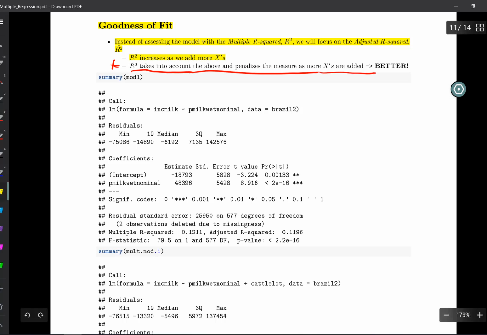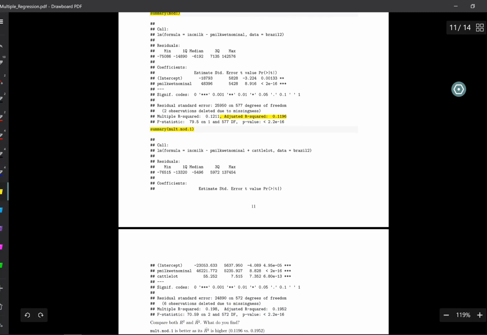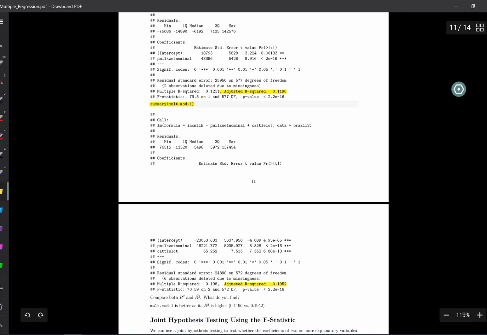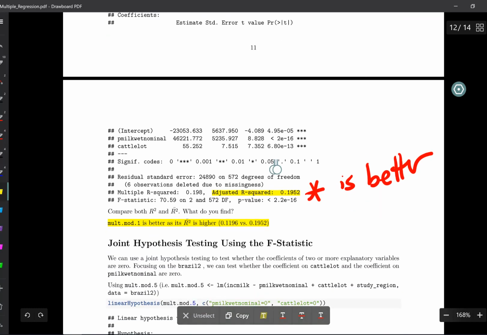So let's look at an example. We can compare the summary of mod 1, and we need to use summary to get the output that has the adjusted R square, the R square, and the F statistic. And we see that the adjusted R square is 0.1196. We can look at the other model we estimated that included cattle lot. And what we find if we compare the adjusted R square is that this one is better because it's higher. So if we compare both, we can conclude that mod 1 is better as its adjusted R square is higher.